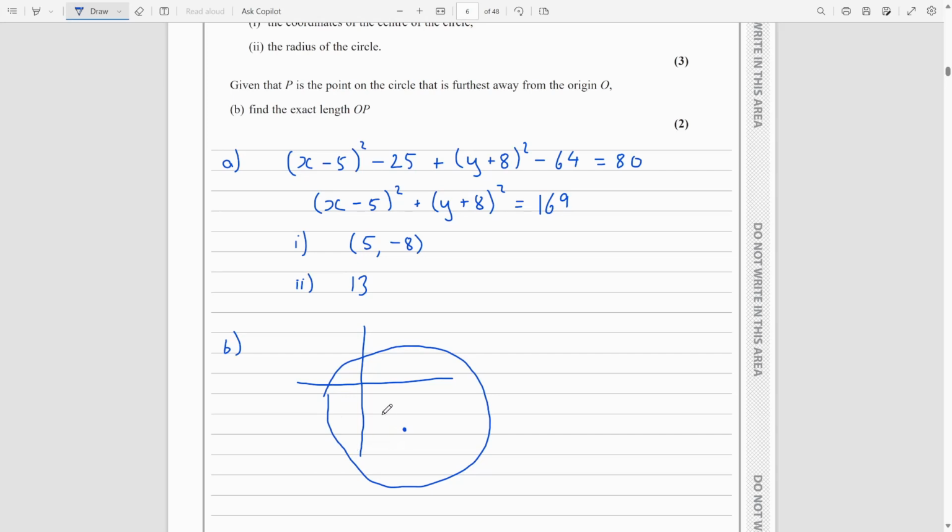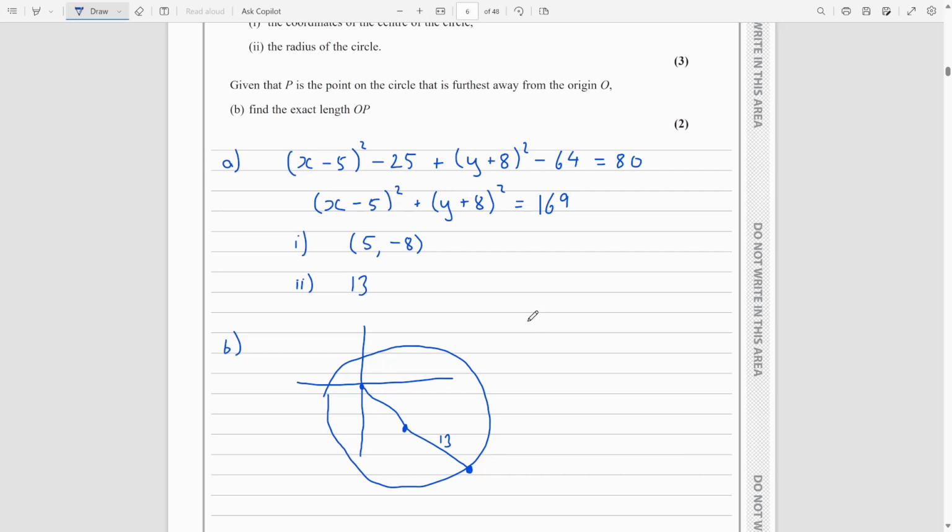Now the point furthest away from the origin is the point I'd get if I went from the origin through the centre and all the way through to the other side. That's the point that's furthest away from the origin. So what is that? Well, it's just the distance between the origin and the centre plus the radius. I know the radius is 13, so I just need to work out the distance between the centre and the origin.